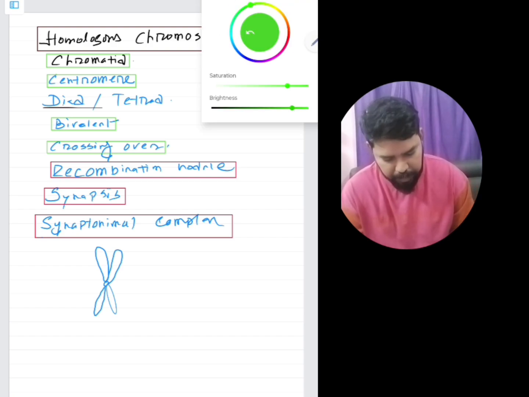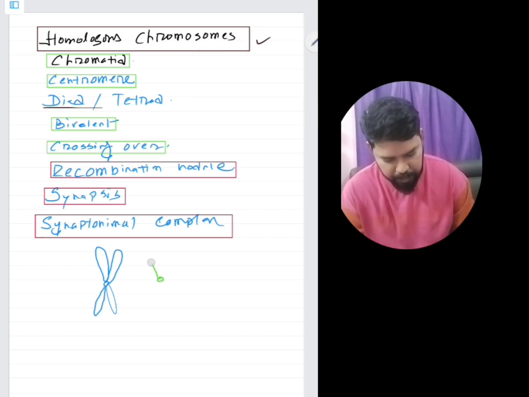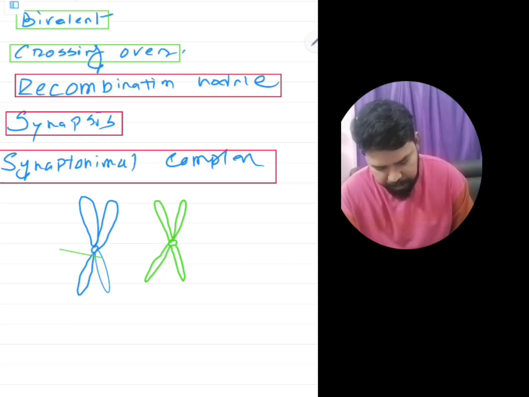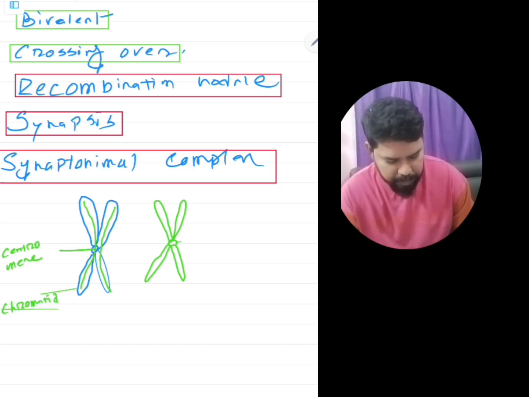The chromosome I am drawing is a metacentric chromosome. In a metacentric chromosome, the centromere is in the middle part. This is the centromere. And here you have seen what I told you, chromatid. There are two chromatids. Same also in this case, here also is the centromere and this is the chromatid. In cell division, there is a disc-shaped structure around the centromere, which is called the kinetochore.